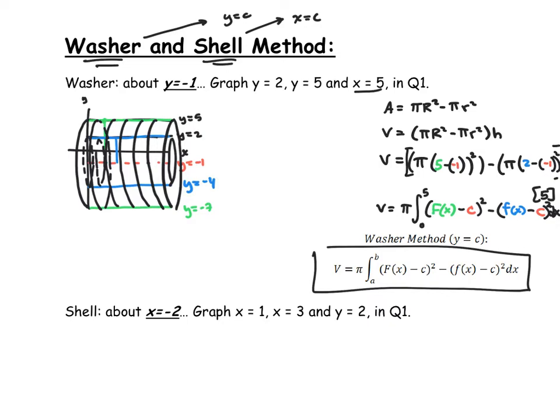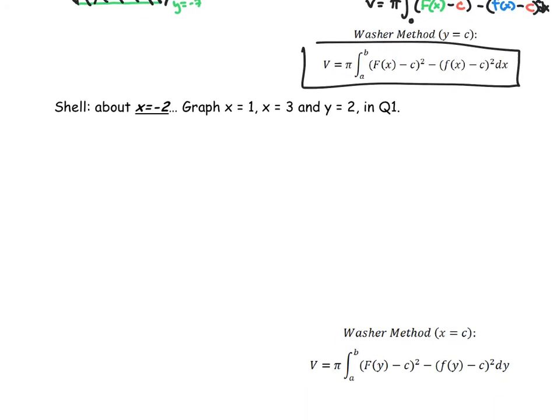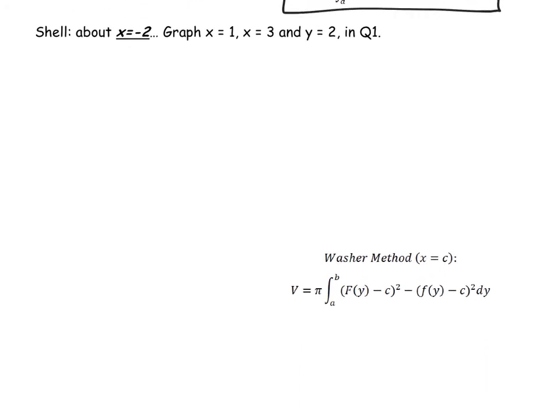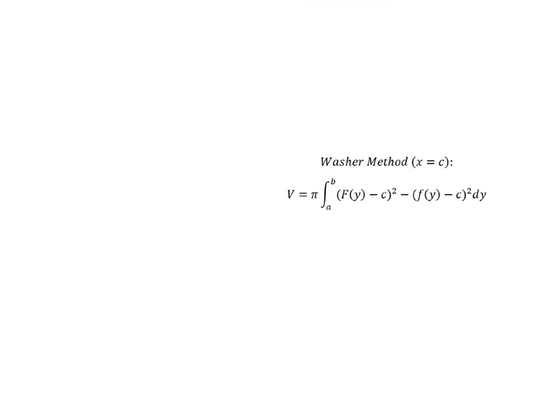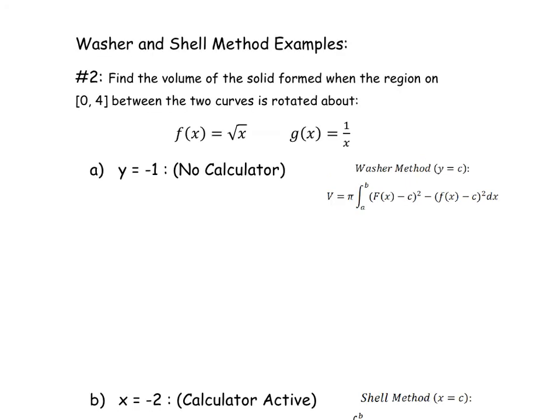Now, I'm not going to go through the shell method graph, but this would be, of course, our shell method formula. Now everything's in terms of y. Our axis of revolution would now be a vertical axis, you can see x equals c. So let's try to use these formulas in a couple of examples on the next slide.